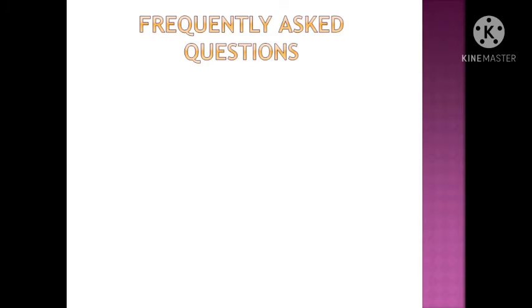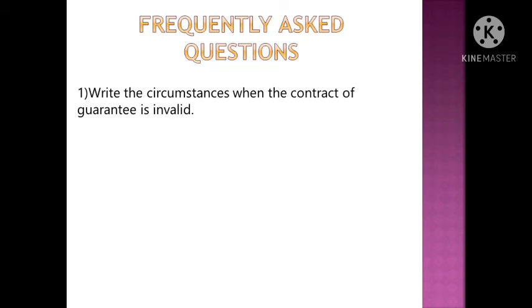Some frequently asked questions on contract of guarantee. First is, write the circumstances when the contract of guarantee is invalid. Circumstances when the contract of guarantee is invalid are as follows. First, when the guarantee is obtained by misrepresentation of fact. Second is when the creditor obtains guarantee without disclosure of material facts or with the intention of committing fraud.